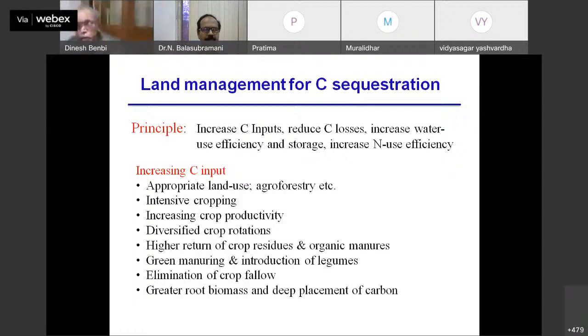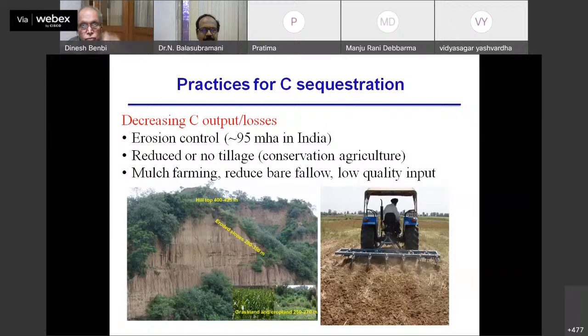But if the roots put carbon deep in the soil, that tends to stay in the soil, and that means that is real carbon sequestered. Now, practices which reduce carbon output. Now, very important, I think we have not talked so far in this whole.